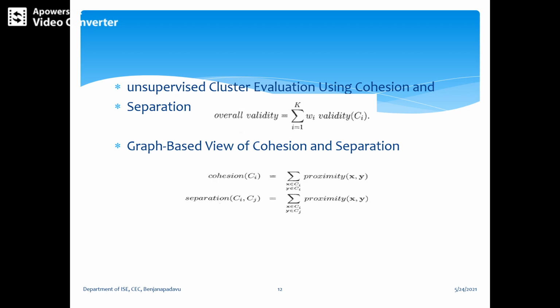The cohesion of Ci equals the sum, where x belongs to the cluster Ci and y belongs to the cluster Ci, of the proximity of the two data objects x, y. Similarly, the separation of Ci and Cj is the sum over the ith and jth clusters' data objects. So again, x belongs to the ith cluster Ci, y belongs to the jth cluster Cj. The proximity of x, y will be taken.